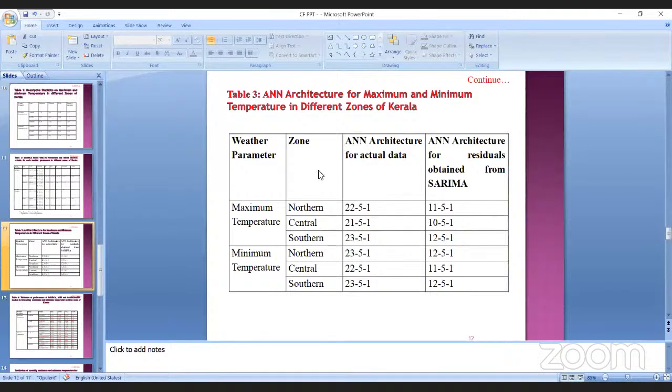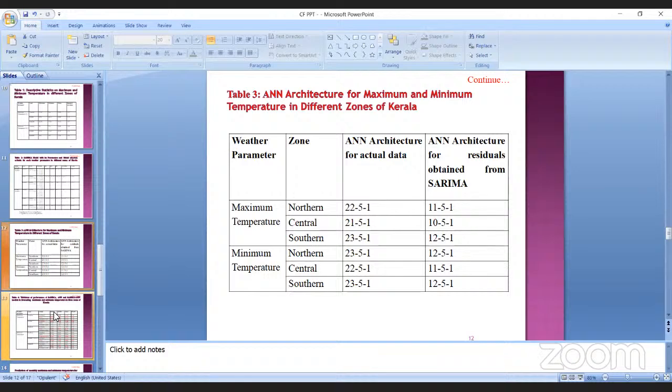So this is the ANN architecture. We can see that for the whole actual data, the architecture consists of input nodes of around 21, 22 to 23, because the values will be exactly this original data. Whereas for the residuals, that is the residuals obtained from SARIMA, actual minus fitted, we can see that it is 11, 10, 12, 11, 12, like that is the range for input nodes. Whereas the hidden layers and output will be the same for all.